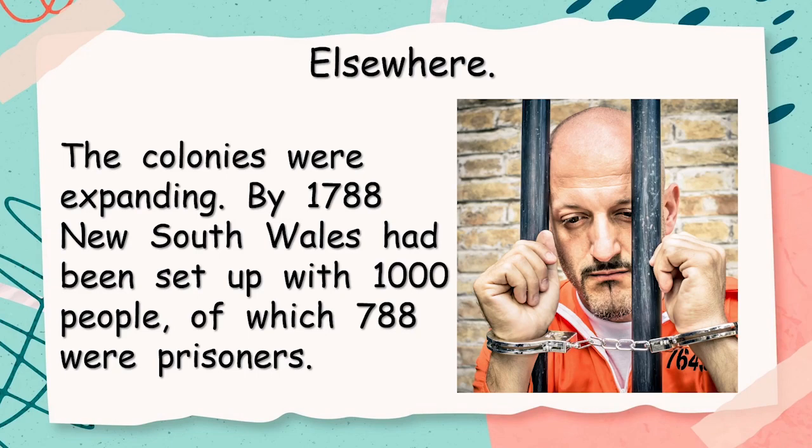I wonder how those other people felt. Because there's 1,000 people, 788 are prisoners. So that means only just over 200 are not prisoners. Oh, and don't forget, it's an open prison. No one was locked up. That must have been a really weird situation to be in, especially because you were so far from home.